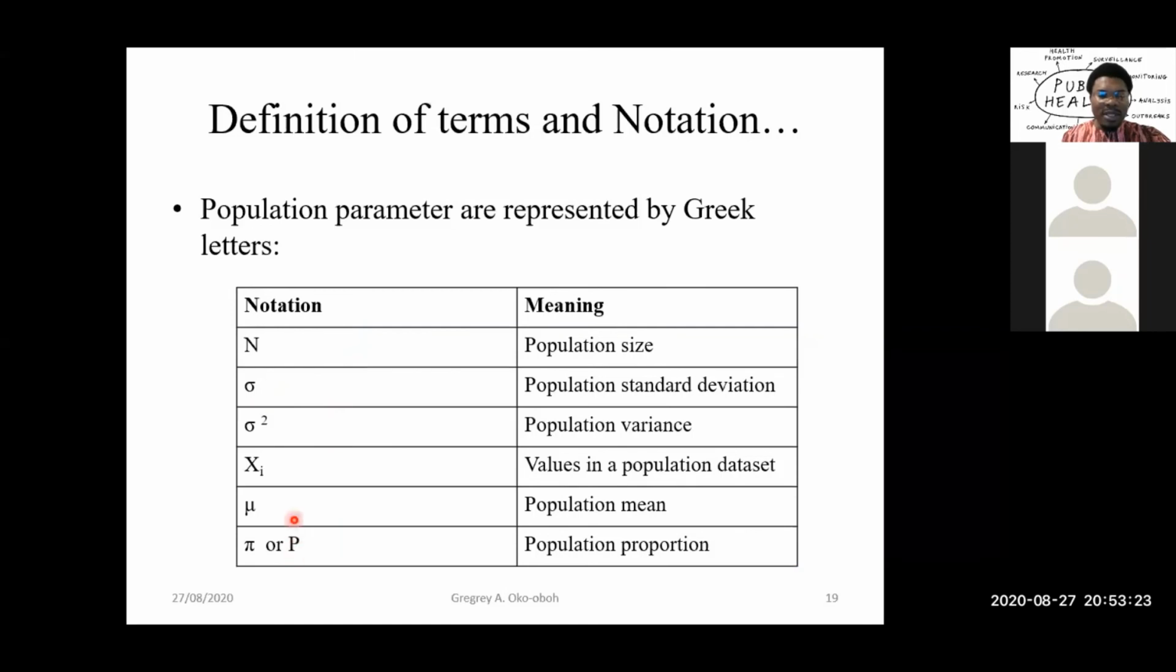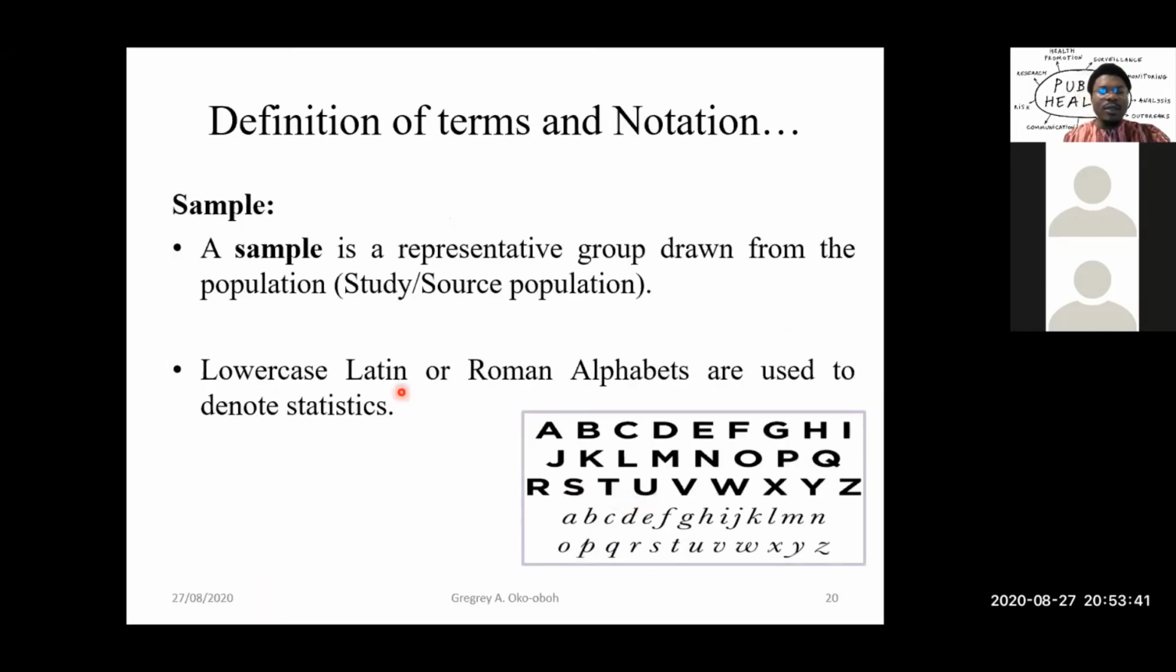And all what I've been saying is represented here. This is the sigma, population standard deviation; sigma squared, population variance; capital N represents population size; pi or capital P represents population proportion; and mu represents population mean. Let's look at sample. A sample is a representative group drawn from the population. And that could be the study or the source population.